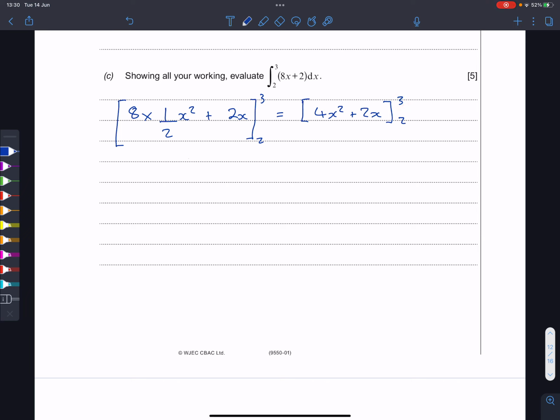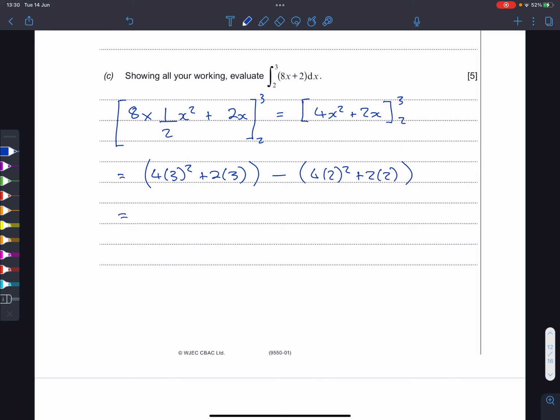I'll make the substitution of the upper limit first. So that's going to be 4 lots of 3 squared plus 2 lots of 3. All of that subtracted when I substitute in the lower limit. So I get 4 lots of 2 squared plus 2 lots of 2.